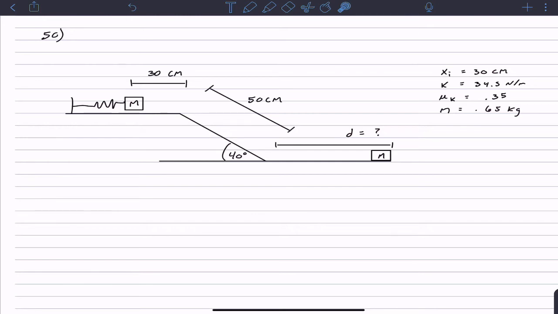Okay, the very first question is conceptual. It says, what do you include in the system? Explain your choice. Well, I would include pretty much everything you see here, right? We have a block, we have a spring, we have a track, and we need to include the Earth because we're going to have some gravitational potential as well. So that's what I would include.